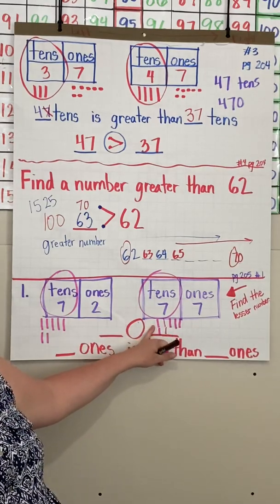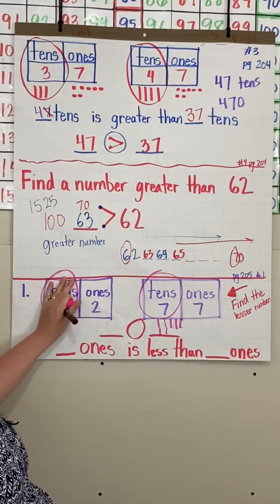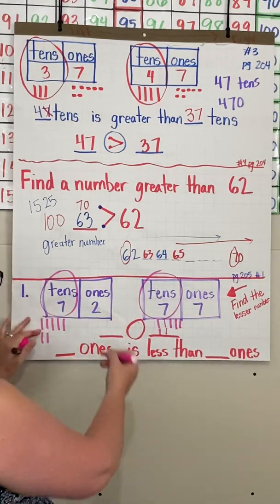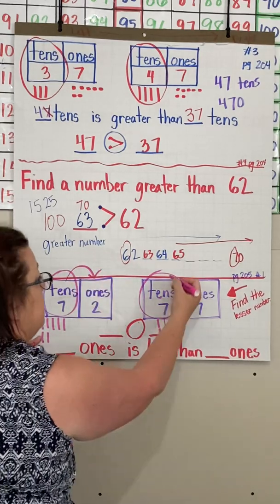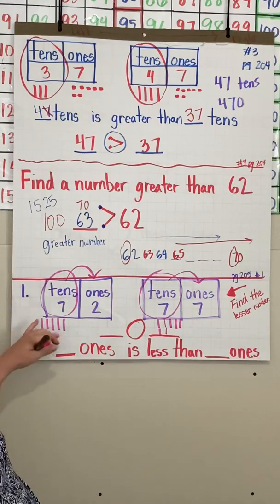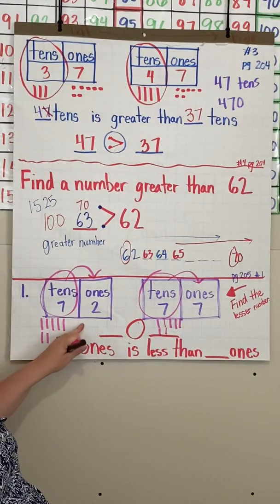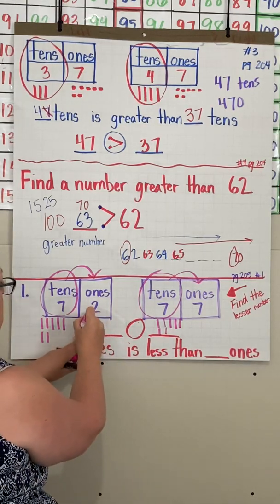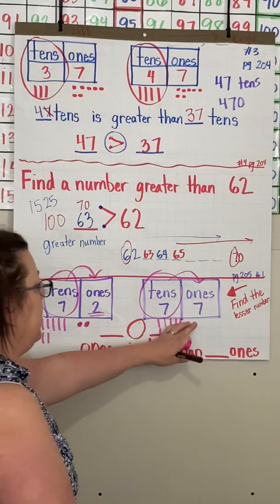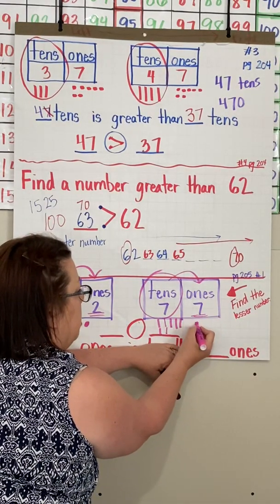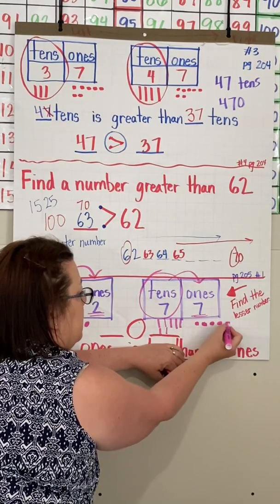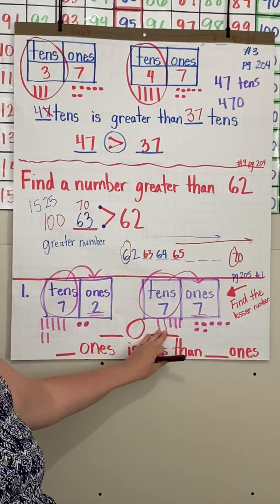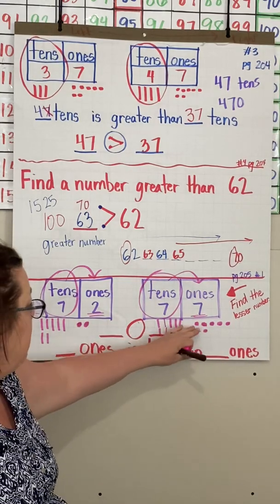Ooh, those are the same. That means I'm not done looking. I've already looked at my tens place and those were equal to each other. So now I need to look at my ones place in both numbers. Here I have 72, so now I'm going to draw my ones. 1, 2 ones. And over here I have 7 ones: 1, 2, 3, 4, 5, 6, 7 ones. So I know that my tens are equal, but my ones places are different.